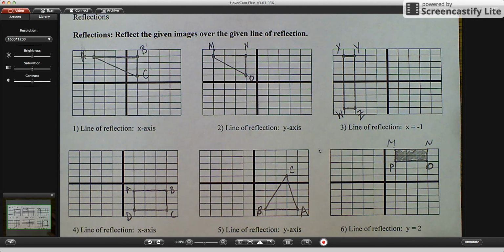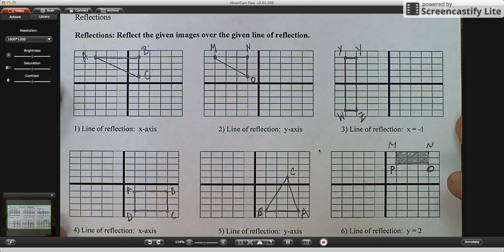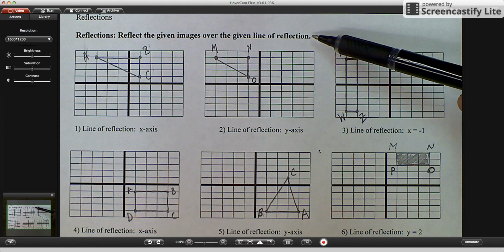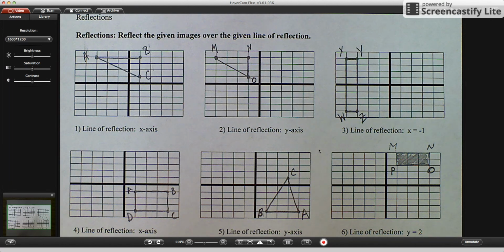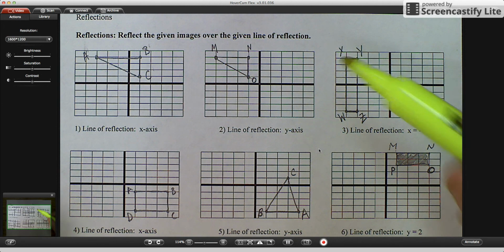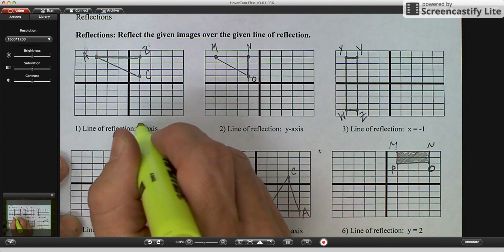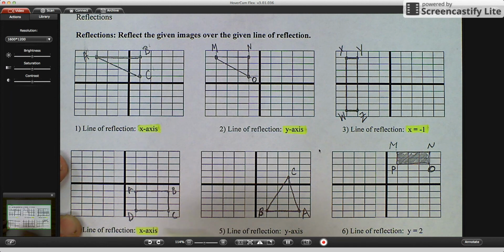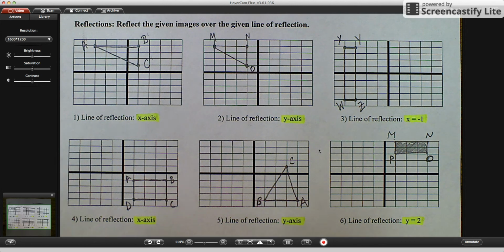Okay, tonight's homework is you're going to reflect these 6 images across the given line of reflection. We just started reflections today, and a reflection is when you flip an image or a point across a given line of reflection. So your lines of reflection that you're going to flip are labeled right here in the highlighted areas. So let's look at a couple of these. I'll do some examples, and then I want you to mimic the examples for homework.